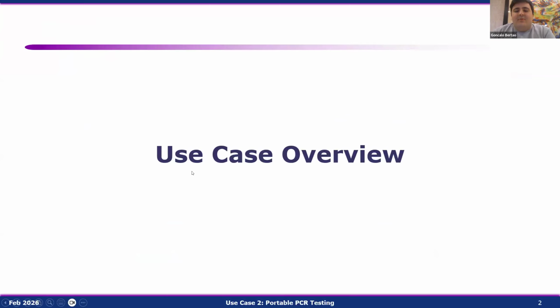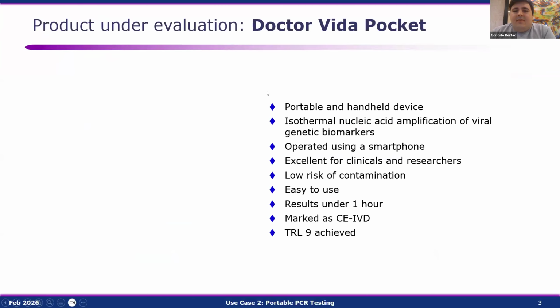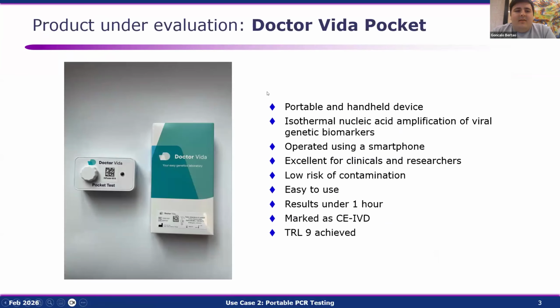Okay, so we'll start with a quick use case overview. The product under evaluation is the Dr. Vida Pocket. Dr. Vida is a portable handheld device for isothermal nucleic acid amplification to detect viral genetic biomarkers. It is operated from any smartphone and can be used across multiple settings, including clinical and research environments, as well as at home. Dr. Vida is a multi-use pocket analyzer that processes single samples with a low risk of contamination, and it's guided by the Dr. Vida app. It's easy to use and delivers fast results while maintaining high accuracy.